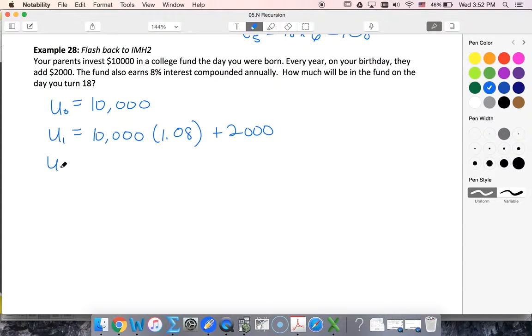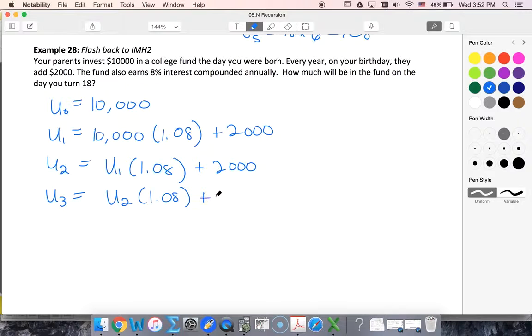At the end of the next year, all of this is earning 8% interest, so it'll be U1 times 1.08, and then we're adding 2,000 again. After the third year, U2 will earn 8% interest plus 2,000. So we could say our U sub n is going to be the previous term times 1.08 plus 2,000. We want to know on the day we turn 18, so we want U sub 18.